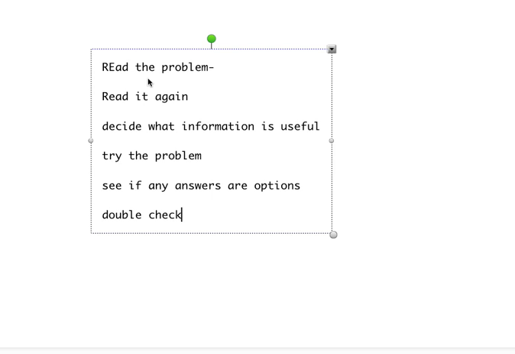Double check. Redo. So if you read the problem, read it again. Decide what information in the problem is useful. Attempt or try the problem. See if there are any answers that are options available, especially if it's on a test. And then double check or redo your problem. If you follow these steps, you'll be successful and you'll be able to understand and do story problems and real world problems completely.